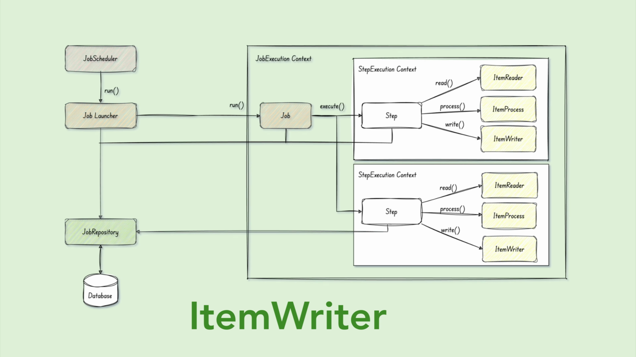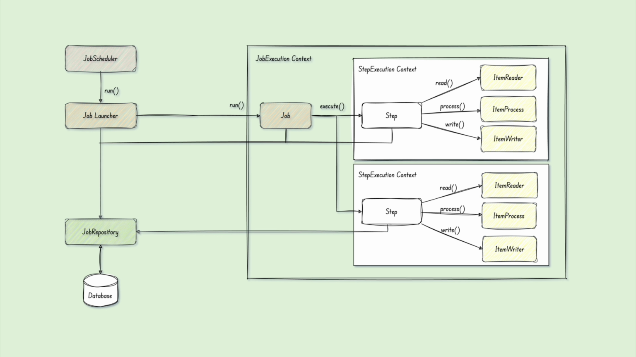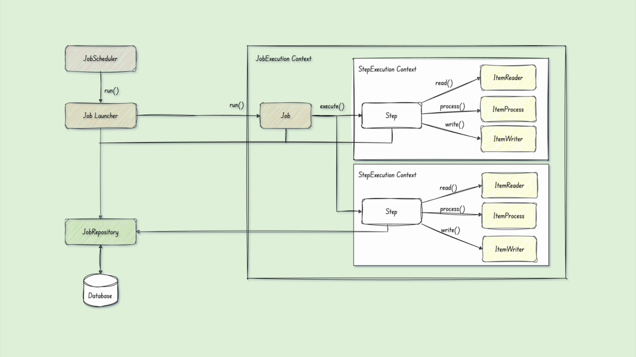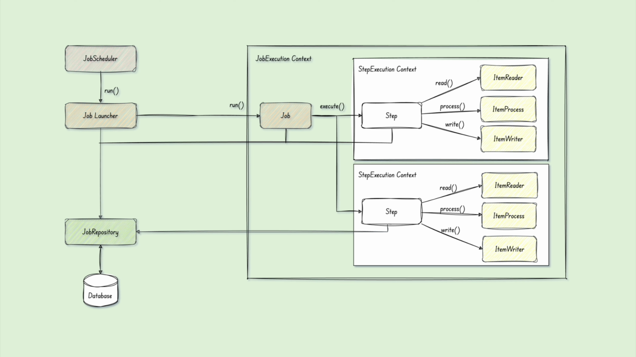Again, for the item writer, we have multiple implementations already provided out of the box. We can make use of the flat file item writer to write the data to a file system, or we can make use of the JDBC batch item writer for performing the batch operation through the JDBC driver. Similarly, we can also use the JPA item writer for handling the database operation using JPA. So in this example, we will use the JPA item writer for storing the data using JPA to our PostgreSQL.